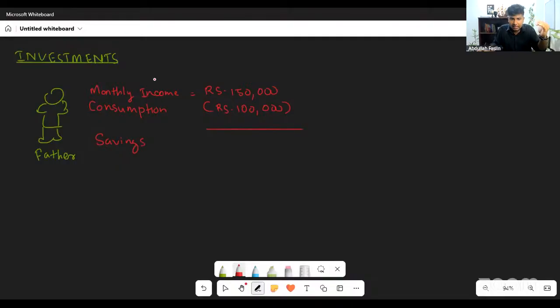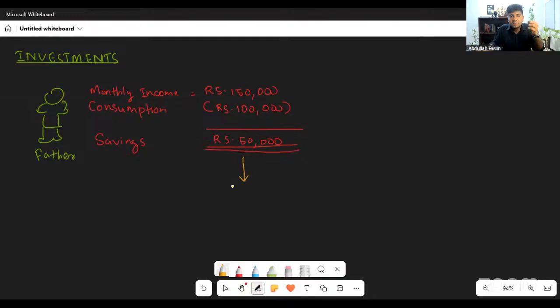From your father's monthly income, the amount that remains with him after the consumption, the amount he does not consume, is the savings, which is rupees 50,000. Your father earned 150,000, and out of that only 100,000 he spent for his consumption; 50,000 is the savings. Now, rather than keeping this 50,000 in his bank account or inside the locker, he can do something else. That something is what you call investment.